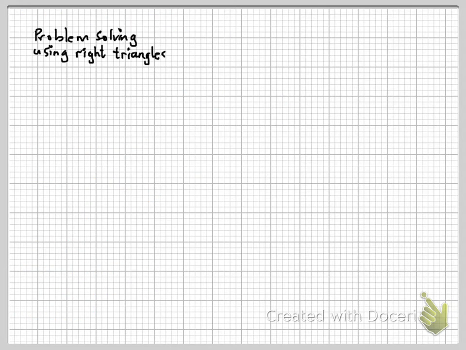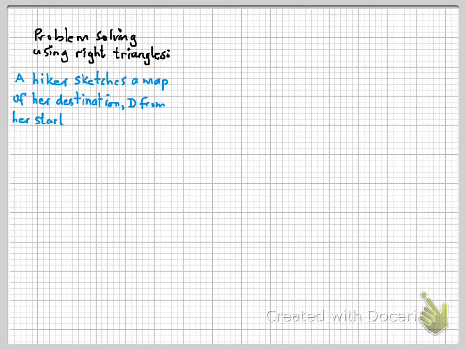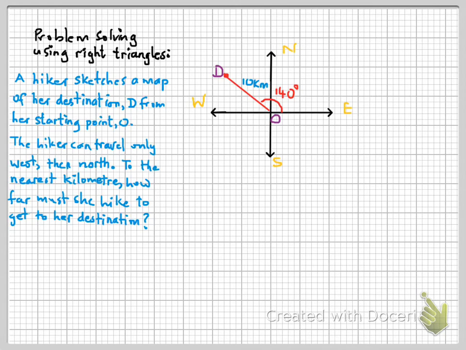Now, let's solve an application problem that will use a right triangle. And here is the problem. A hiker sketches a map of her destination D from her starting point O. So she started from O and she's going to D as shown in the picture. The hiker can travel only west, then north. To the nearest kilometer, how far must she hike to get to her destination?